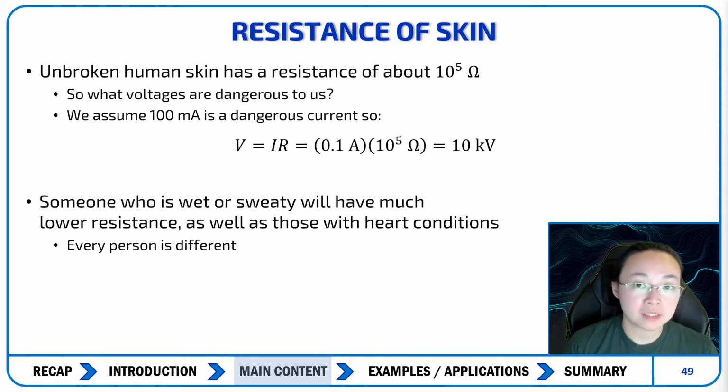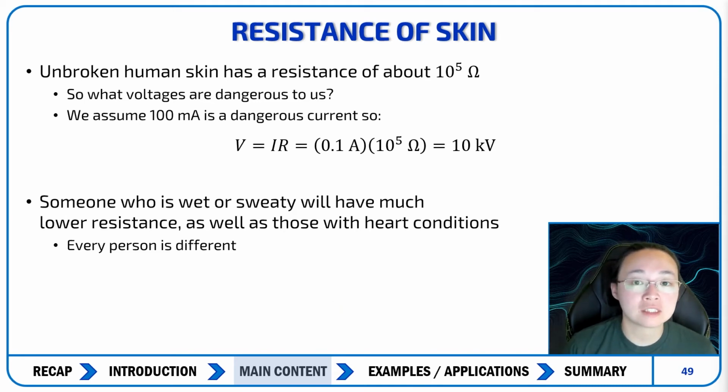Now, because we've talked about the conductivity of skin, we should take a look at the inverse, which is the resistance of skin to conducting current. So unbroken human skin has a resistance of about 10 to the 5 ohms. So what voltages are dangerous to us?